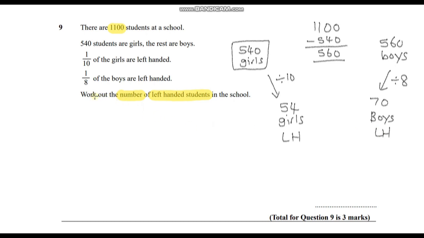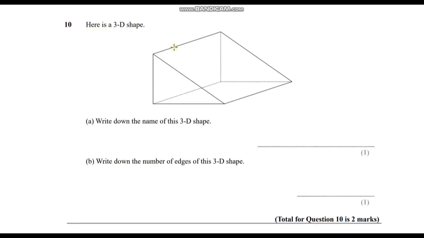Now, the final question, it says, work out the number of left-handed students in the school. So we just need to add these numbers together. So 54 plus 70, well, that gives us 124.